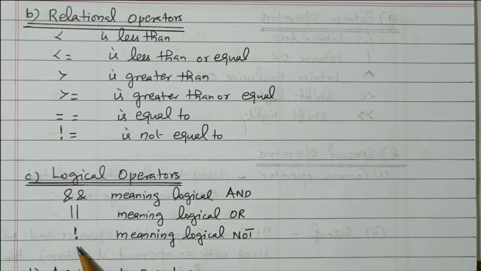Then NOT is nothing but a NOT gate. Not operator. It is nothing but it will invert. 0 means it will give 1, 1 means it will give 0. This is the nature of the NOT gate.